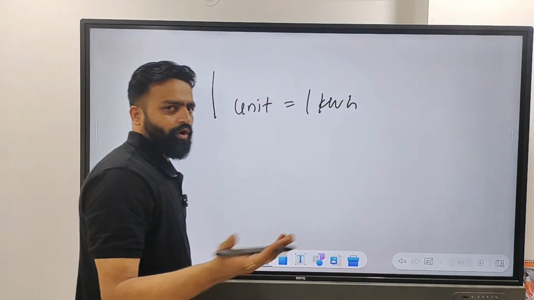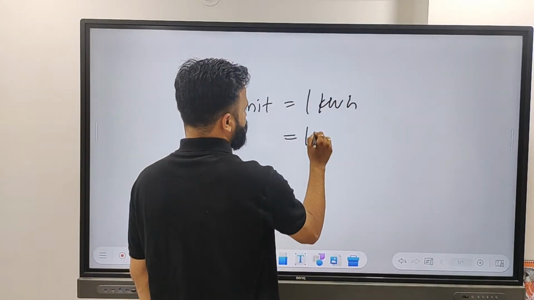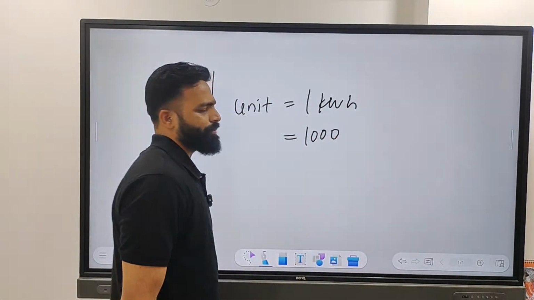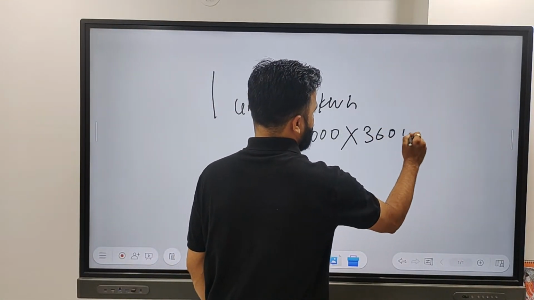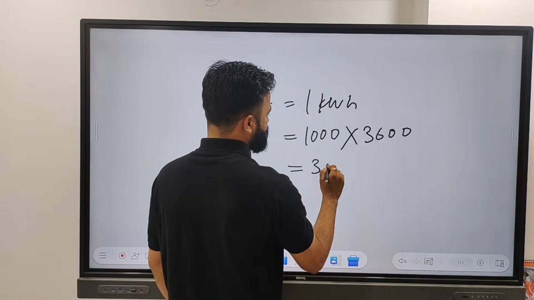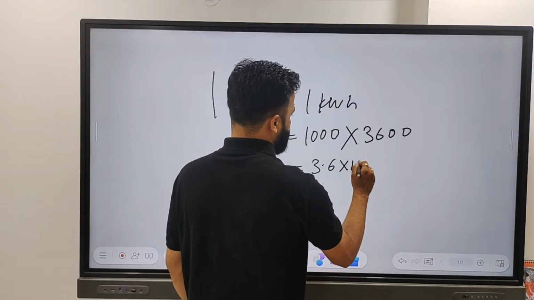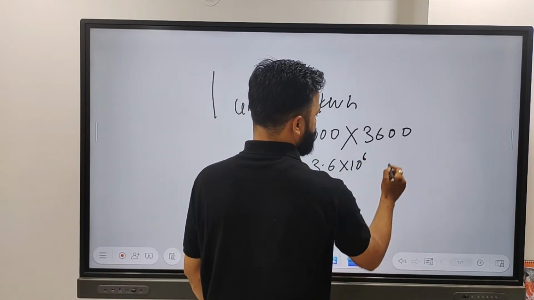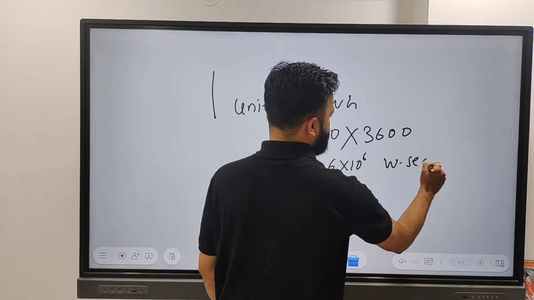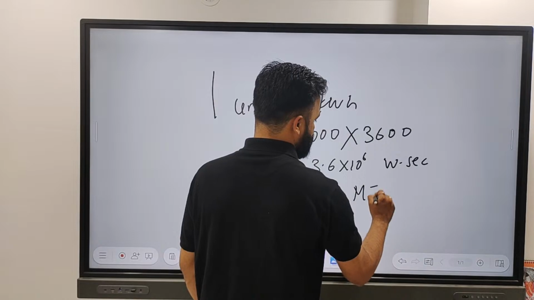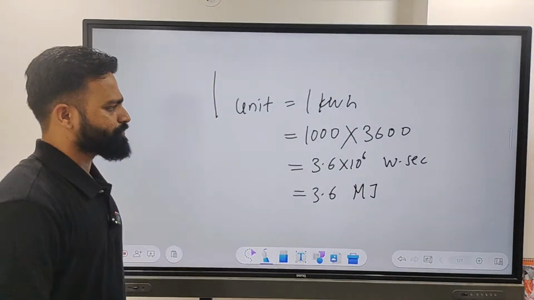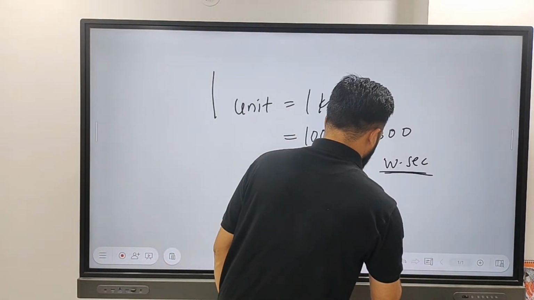In terms of joule, what it will be? Simple है, 1 किलो की जगह पे मैंने क्या किया, 1000 लिखा, एंड आवर की जगह पे 3600 लिखा. सो दिस इज एक्चुअली 3.6 into 10 to the power 6 watt second, that is 3.6 megajoule. Okay, because 1 watt second is 1 joule.